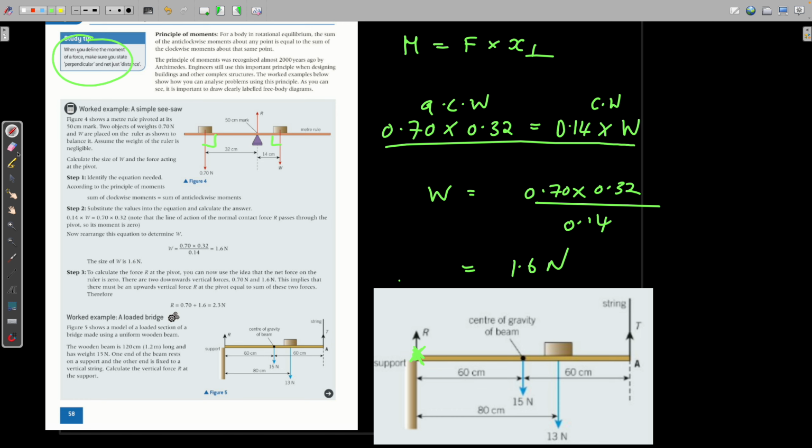You could, if you wanted to, take a moment about the center of gravity, like that, and you could ignore this force, but then you'd have two unknowns. You'd have an unknown due to the tension on this side and an unknown due to the reaction at this side. So you'd have two unknowns, you wouldn't be able to solve it. So choose a pivot point where one of the forces will cancel. And well, the force you're not looking for is the one you want to cancel. So I'll work through this example on the next page.